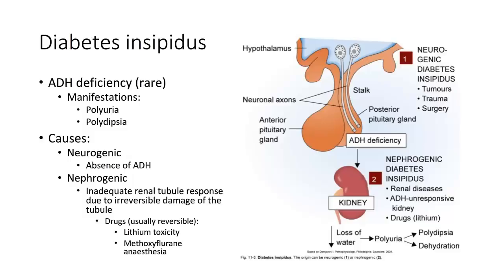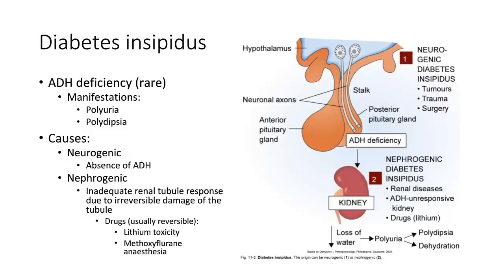Now, it can be because of a complete ADH deficiency, which we refer to as a neurogenic form of diabetes insipidus, or it can be nephrogenic. So the problem is actually in the kidneys because the kidneys are not responding to the ADH. So the ADH can be there, but the kidneys are ignoring it. And so we see neurogenic diabetes insipidus, or we see nephrogenic diabetes insipidus.